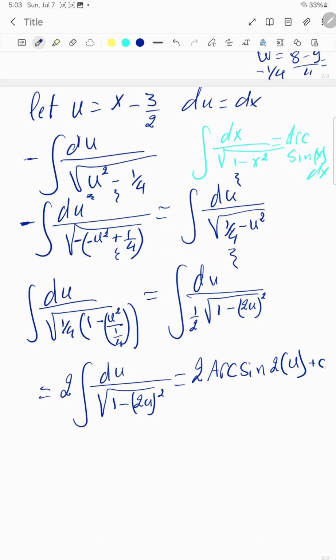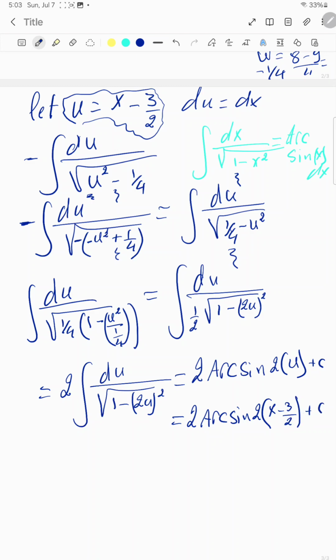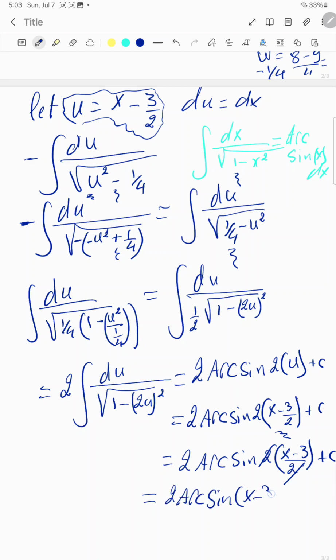2u plus c, and now I have to put u back to its value. It is equal to arcsin of 2, but here we said u is equal to x minus 3 over 2, so x minus 3 over 2 plus c, and then I can have a common denominator here. Here it's equal to arcsin of 2 times x minus 3 divided by 2 plus c, and here I can simplify the 2 here and the 2 there, so it is equal to arcsin of x minus 3 plus c.